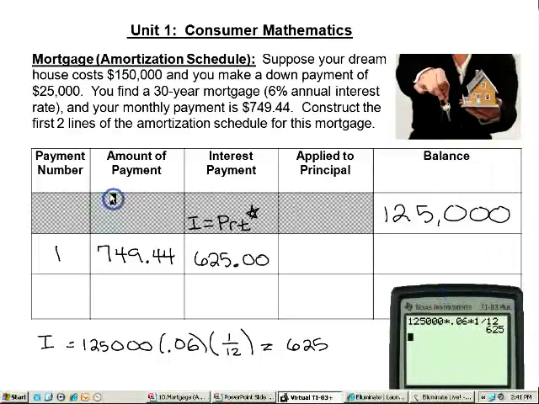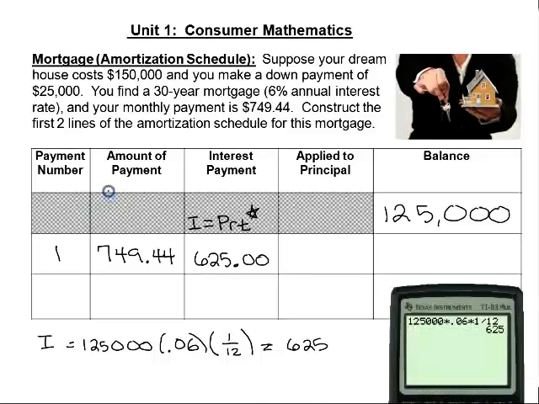Now I want to abbreviate up here. Where I say amount of payment, I want to just call that PYMT. Where I have interest payment, I just want to call that INT. And where I have applied to principal, I want to have that as just PRINC because I'm going to use some of these words and I need to abbreviate. Now, we've made a payment of $749.44. $625 of that is going to interest.